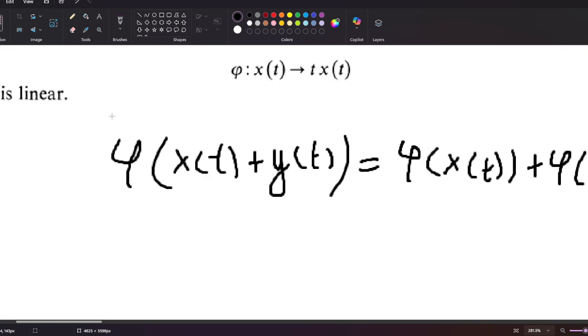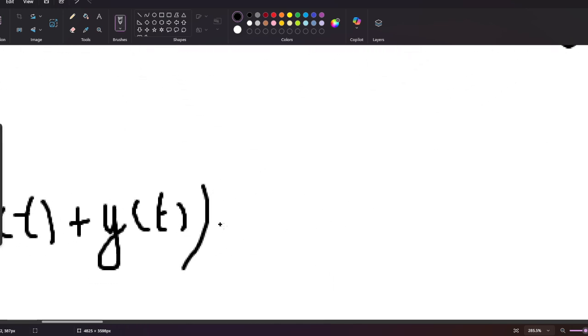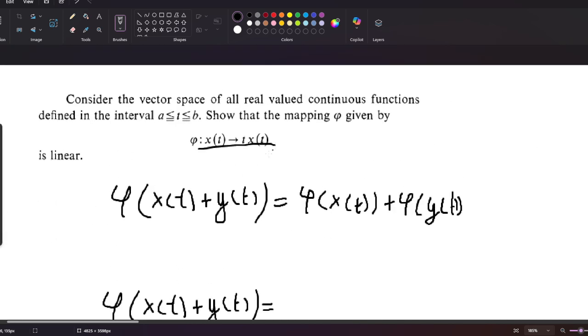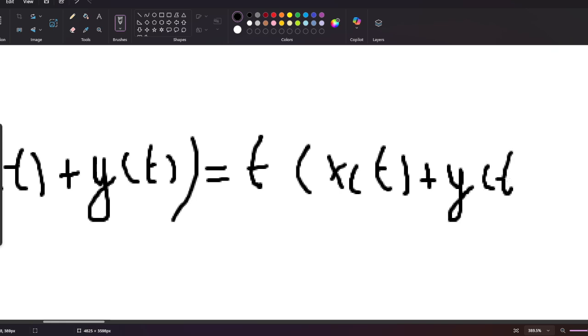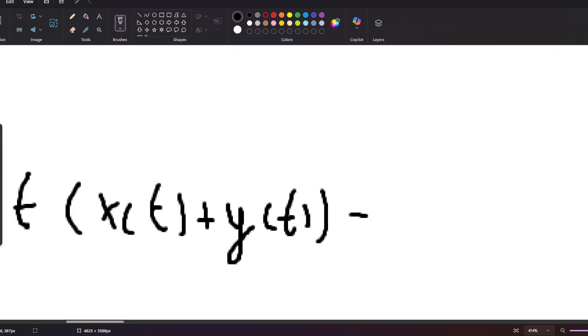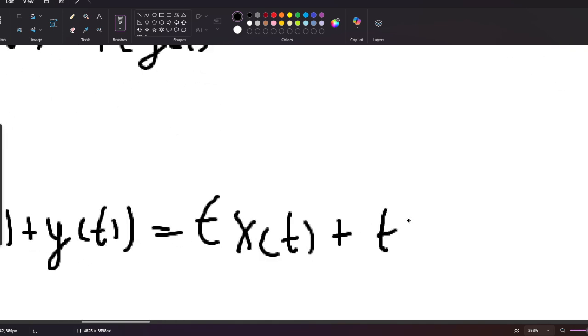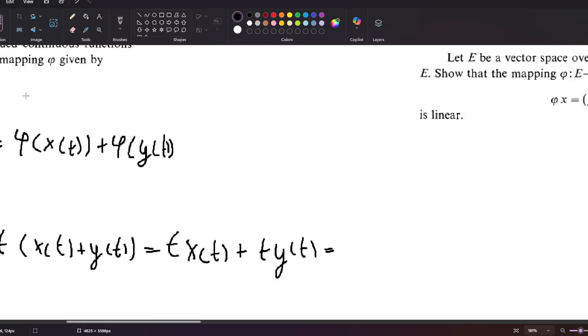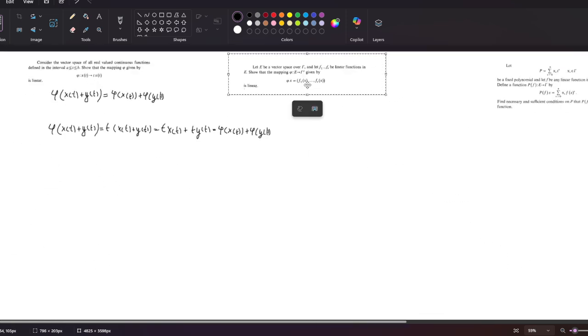Okay, so now let's go ahead and try to show that. According to the definition of the mapping, it's going to be t times the sum of x(t) and y(t). Now we can use the distributive property, as we're working with real-valued functions. It's fairly easy to do algebra here. So now it just boils down to this. So cool, we're done with that.